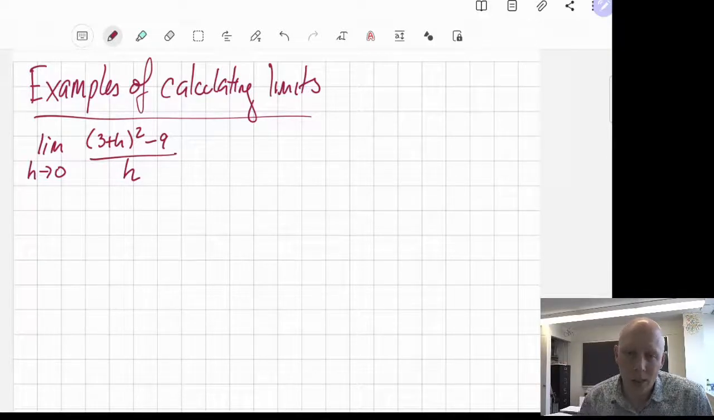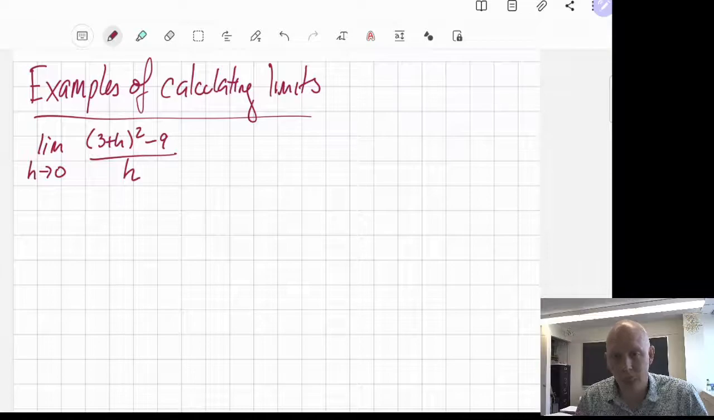The reason why this is a good example for us to do is because we'll be seeing a lot more examples like this when we define the derivative. So here's our goal. Our goal is to show that this limit is equal to something and figure out what that something is. If you look at this, it's a rational function of h. If we try to plug in h equals 0, we get (3 plus 0) squared, so 9, minus 9, divided by 0.